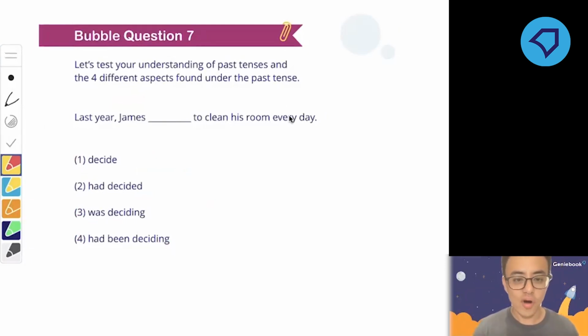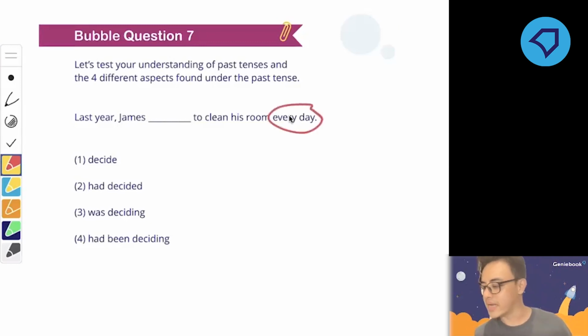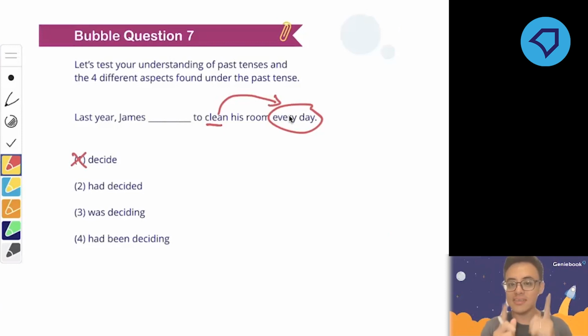Number 7. Last year, James decided to clean his room every day. Ooh, tricky. Okay, 30 seconds. Start now. Those of you who got this wrong may have been confused by the words every day. You see the words every day and you think that you should use the present tense. But that would be wrong, right? Because cleaning the room is what happens every day, but he doesn't have to decide every day. He decided when? He decided in the past, last year. So he decided in the past.